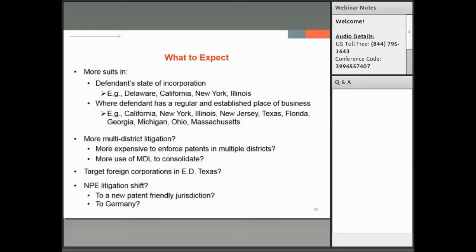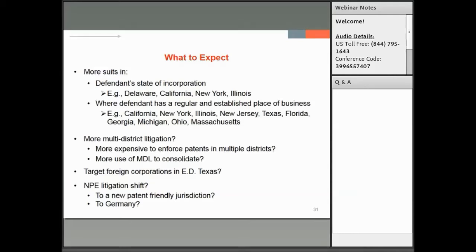So what to expect? Delaware will take the top spot. Other popular states of incorporation will see increases in all likelihood. We'll see distribution in currently popular cases. But it raises issues concerning multi-district litigation. You might have to go to more than one location to enforce a patent. That might result in increased expense to enforce patents, and possibly the increased use of consolidation through MDL, where a panel of judges decides whether or not to consolidate multiple cases in multiple jurisdictions in a single jurisdiction based upon factors such as convenience and fairness.